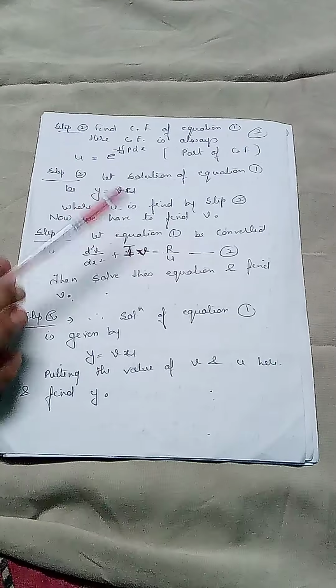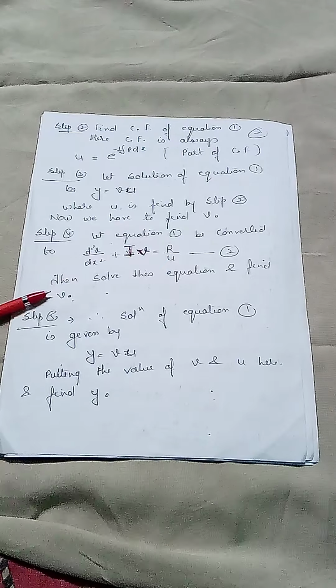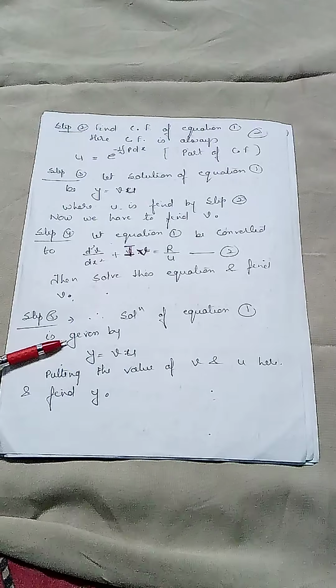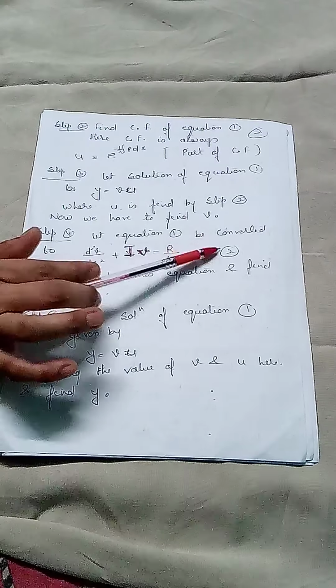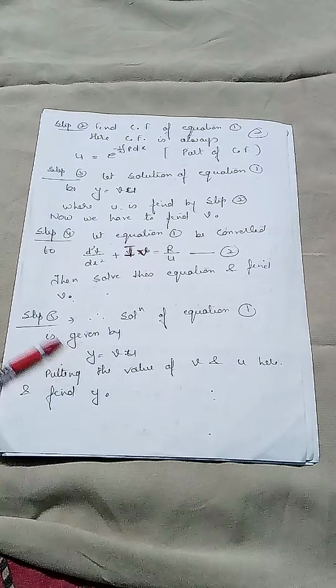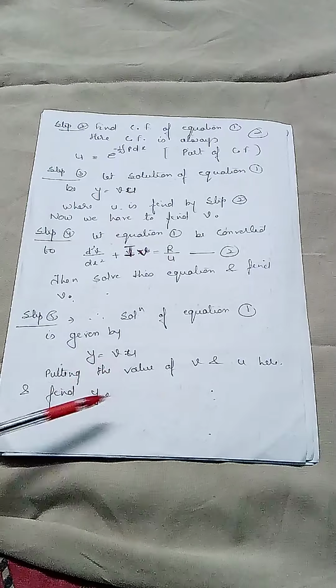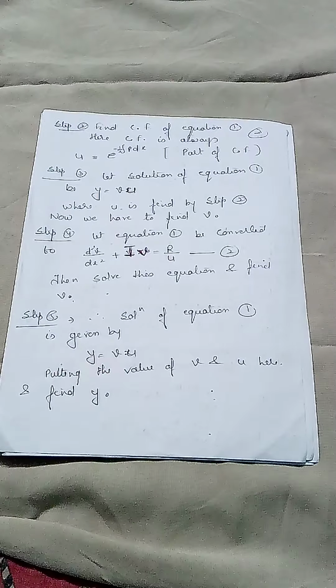Then find dy upon dx and d2y upon dx square. Putting these values in our equation 1, equation 1 is converted to this form. Then solve this equation and find the value of v. This will be the solution of equation 2, but our problem is to find the solution of equation 1, which is y is equal to vu. Then putting the values of v and u, we find y.